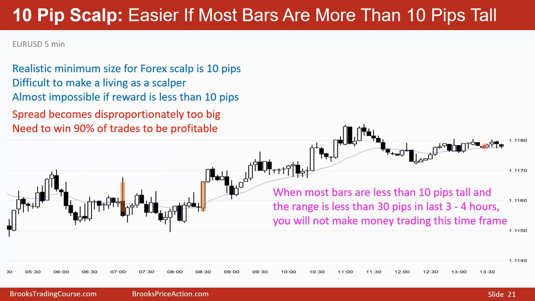Here, 95% of the bars are less than 10 pips tall. The entire range during this session is only 30 pips or so. You're not going to make money. Certainly here, you've got 3 or 4 hours where the range is 20 or 30 pips. You're not going to make money. So what do you do? Well, one thing you do is you do not trade. If you're in an environment where you're going to lose money, you should not trade.